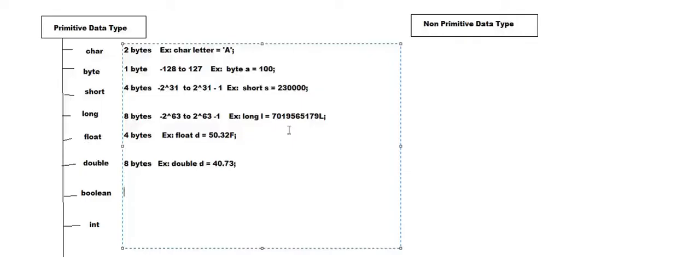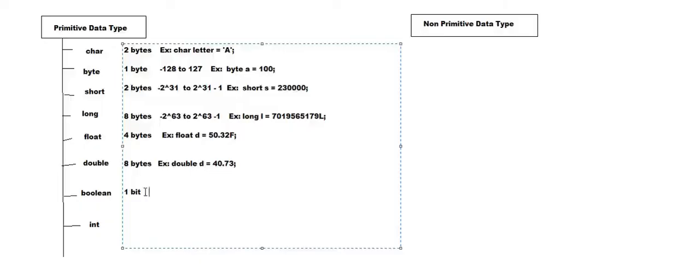Boolean takes very less size, that is 1 bit. So I will tell you what is bit, what is byte. 8 bits make 1 byte. If there are 2 bytes, you have to multiply with 8, so 16 bits for the char. 1 byte means 8 bits for the byte. Short contains 2 bytes.